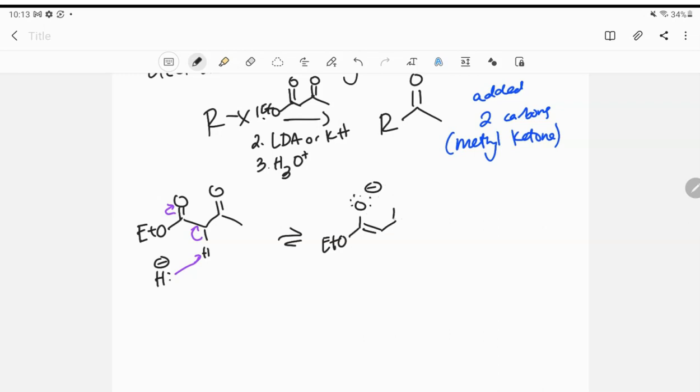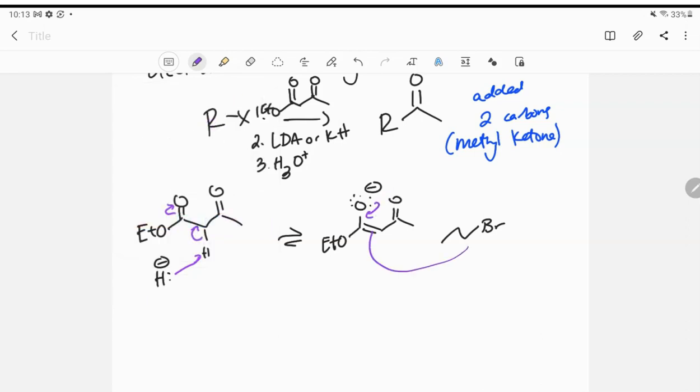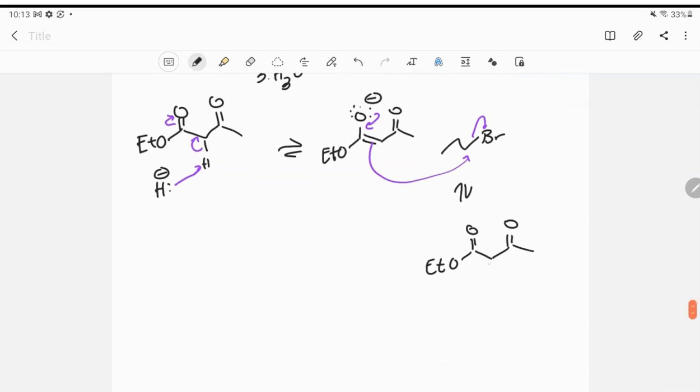The product will be the same either way, so it doesn't matter which side, which carbonyl you go up. We have our, what did we use, bromopropane. It comes down, attacks, kicks out the bromine. And we have our acetoacetic ester. We have our 1, 2, 3 more carbons added.